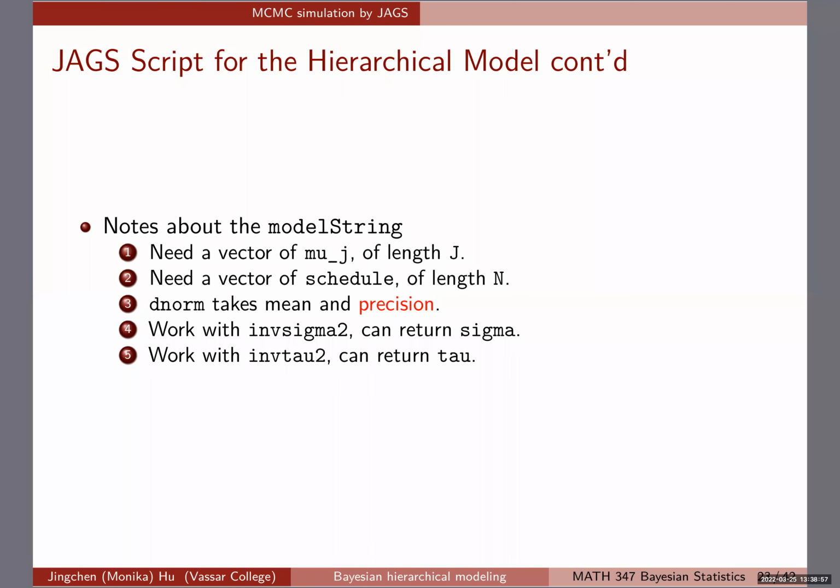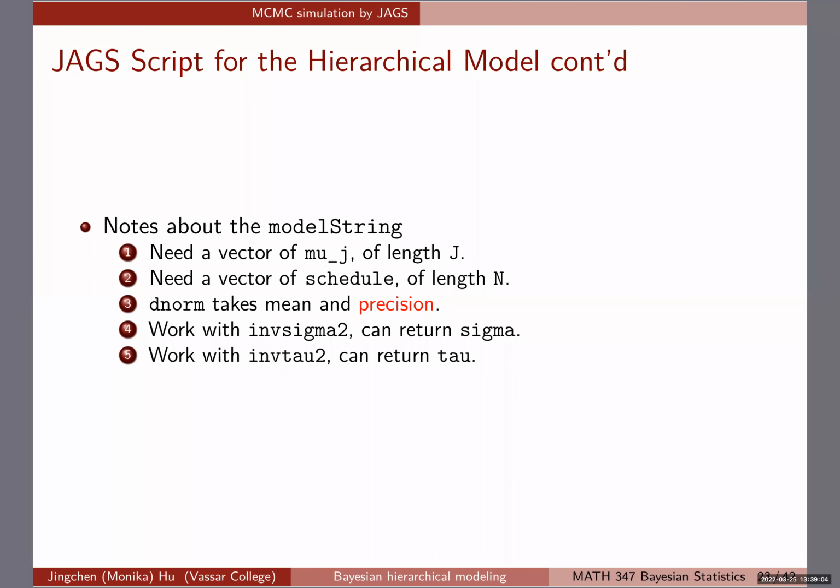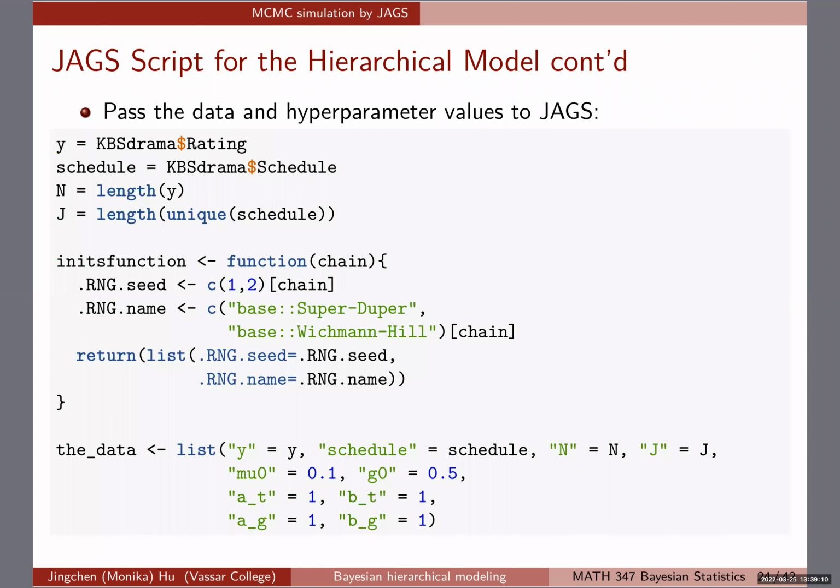So the model string is the main part, like I said. You have that ready, and then you also need to pass the data, and all of the parameter values that you want to use to get it started. That's why we always have another chunk, like what we're doing over here.